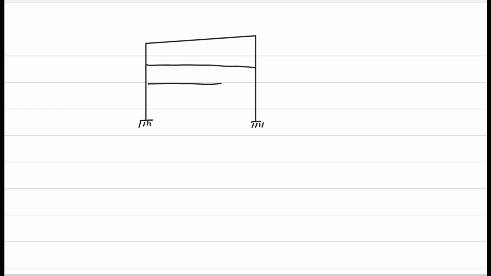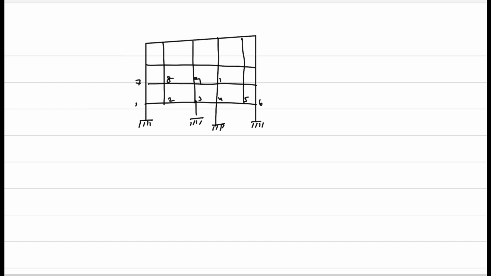A structure is there like this, a multi-story building in which this is the foundation, and there are many columns, many floors. It is numbered: 1, 2, 3, 4, 5, 6, 7, 8, 9, 10, 11, 12. These are all nodes where we are supposed to know the structural stability.